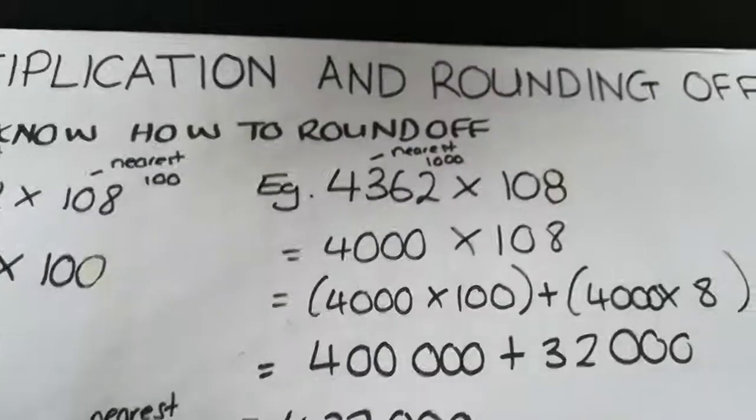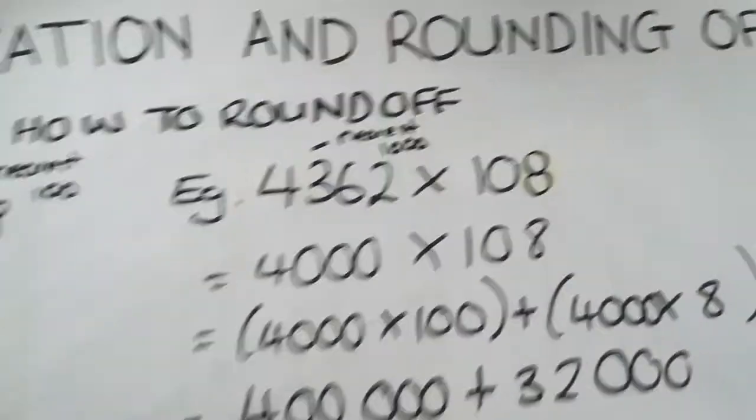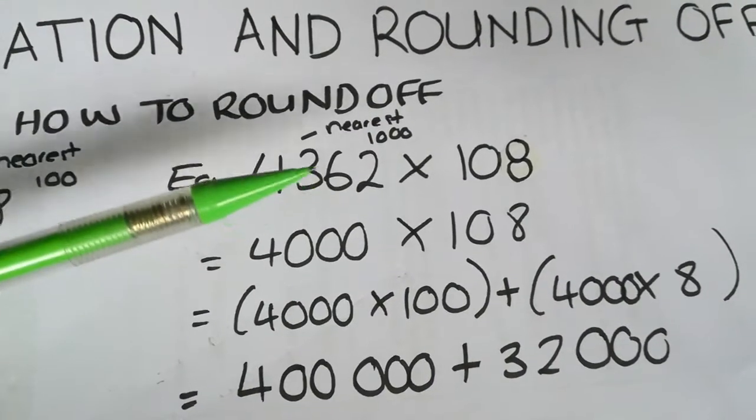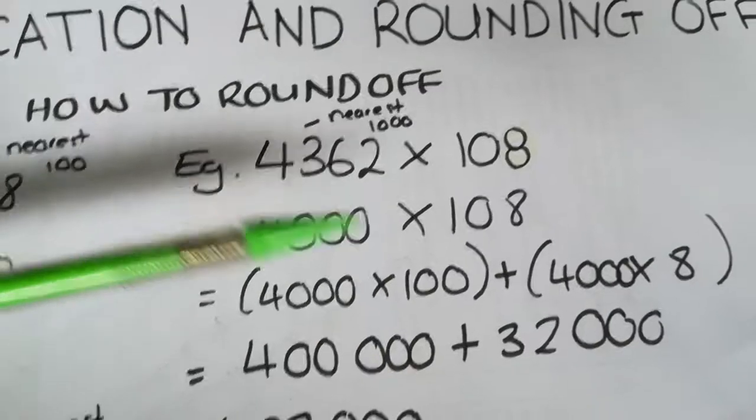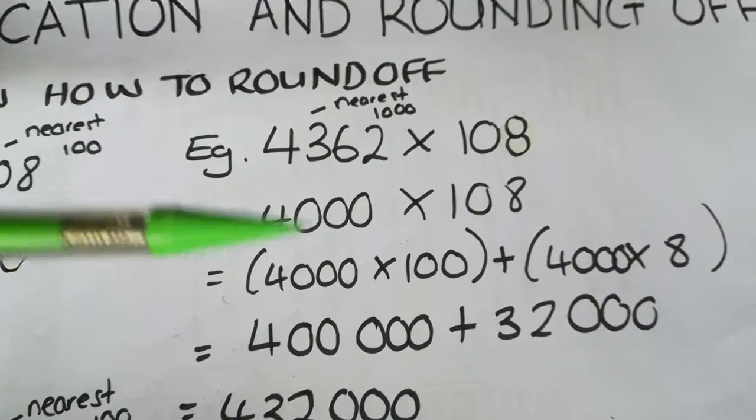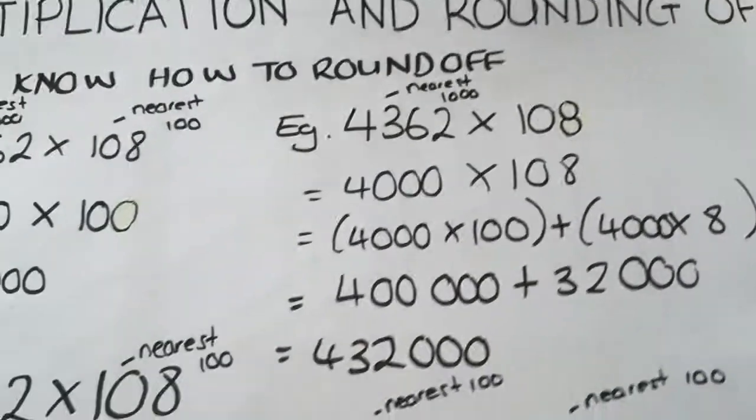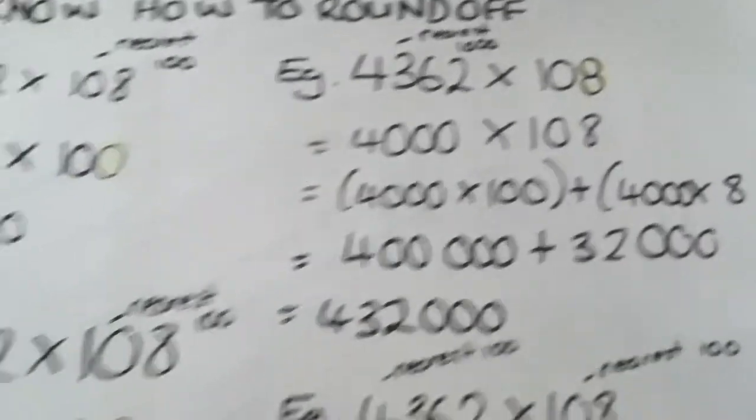Okay, let's look at the second example. The second example, in the question it said multiply the following numbers by rounding the first number only to the nearest thousand. So I only rounded the first number, and then here I used the distributive method to multiply it by 108. You can use whatever method that you learned so far to multiply the numbers. Please do not use a calculator. Right, so here's the answer.